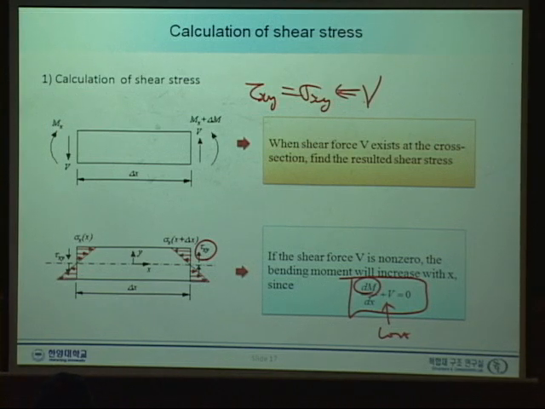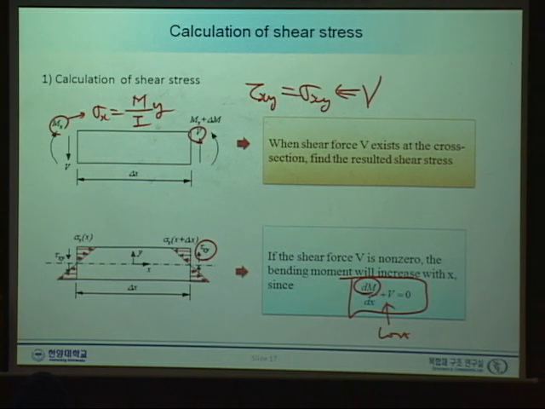Okay, so moment caused the sigma x, which was My over I. That was the stress we derived. Now, what kind of stress will be caused by this shear force? That's what we're going to derive here. Okay, pay attention here. This is a very important subject, and it's not easy. So you have to pay attention.